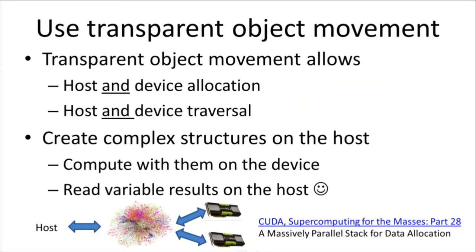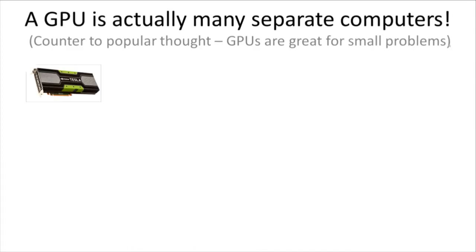Okay, so now you see how we can enable transparent host to GPU, multi-GPU, complex data structure management through a massively parallel stack. The code is actually pretty simple, straightforward, and it's quick. So take a look at part 28 of my Dr. Dobbs tutorial series, and that'll show you how to do it with working code.